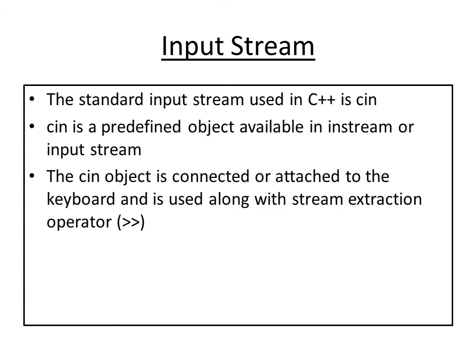Now the standard input stream that we use in C++ is cin. Cin is a predefined object. It is followed by the stream extraction operator. Cin, the greater-than symbol, that means stream extraction. It means that you are extracting a value from the keyboard to the main memory.